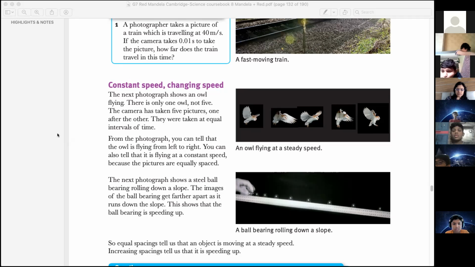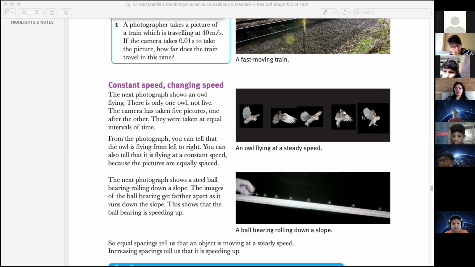So from the photograph, this next photograph shows an owl flying. There is only one owl, not 5. The camera has taken 5 pictures, one after the other. The owl is flying. The camera takes pictures continuously, one after another, and if you see, all the pictures are in the same position. So you can say that from left to right, the owl is flying, and you have taken 5 pictures.